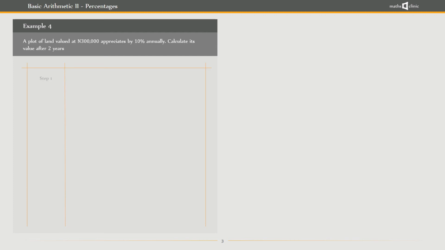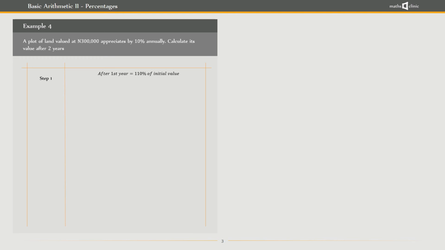Just like we did in the last example where you subtracted 10 from 100, if you have an increase of 10%, you can add 10 to 100. So after the first year, we have 110% of the initial value. The initial value is 100%, and after the first year we have 110% of the initial value. But we're told to calculate for 2 years. Couldn't we have just added another 10 and made it 120% of the initial value? No, we can't do that.